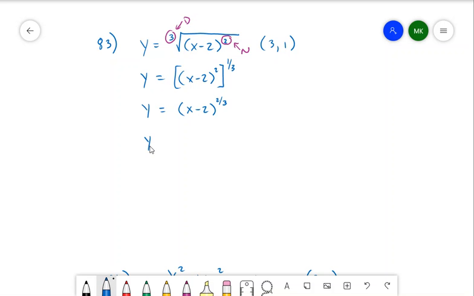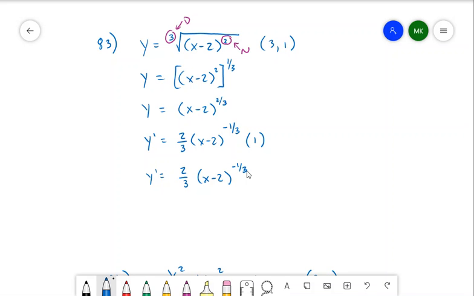It's going to be power rule first. So when I go to take y prime, I'll leave the x minus 2. I will multiply by 2/3, subtract 1 from the exponent. 2/3 minus 1 ends up being negative 1/3. And then technically we should do the chain rule here, but the derivative of x minus 2 is just 1. So really our derivative just ends up being 2/3 times x minus 2 to the negative 1/3.